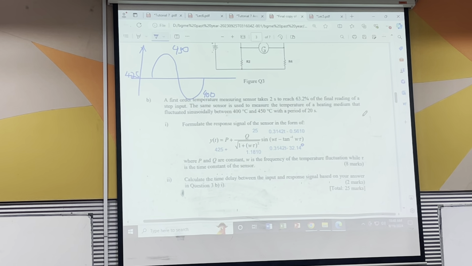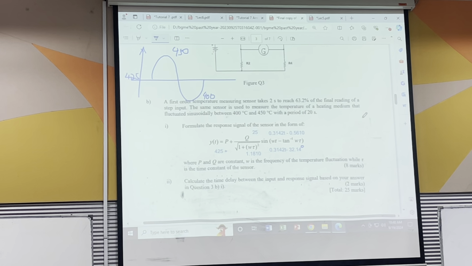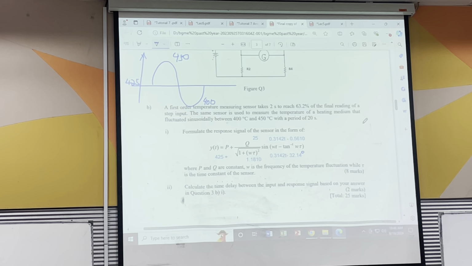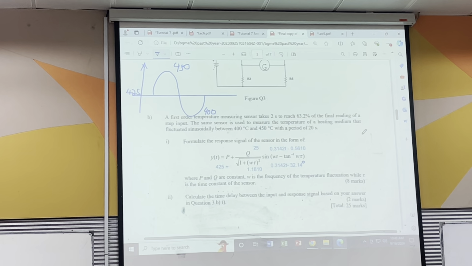Do you all get it? Do you get the same value, or do you get a different value? Yes, Jongja, looks like you get a different value. Which one? The whole thing?